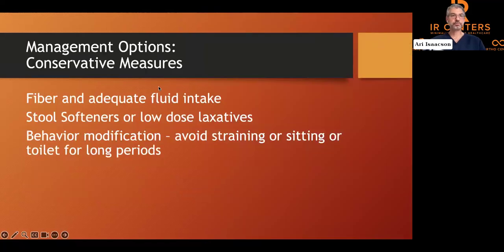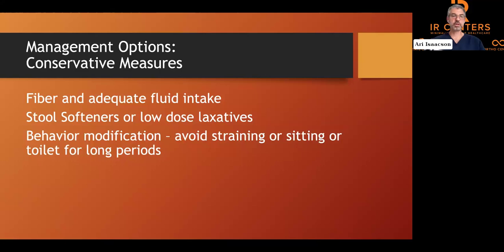All right, so what can you do? What are the conservative measures before you even think about a procedure for these hemorrhoids? Initially, the first thing to do is to increase your fiber intake and increase your fluid intake. Stool softeners and laxatives can also be helpful. And then changing some of the behaviors. Avoid things that require straining, like lifting heavy things, or sitting on the toilet for prolonged periods. Changing your behavior can help fix those hemorrhoids.